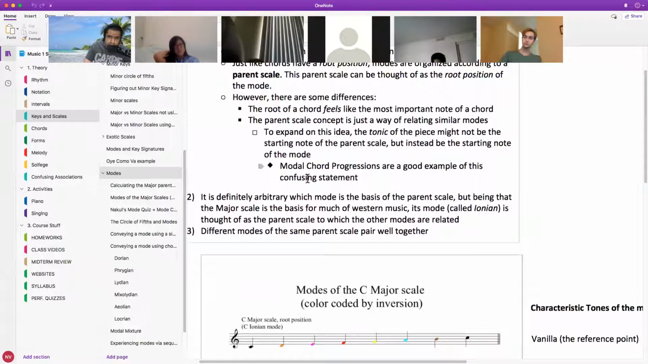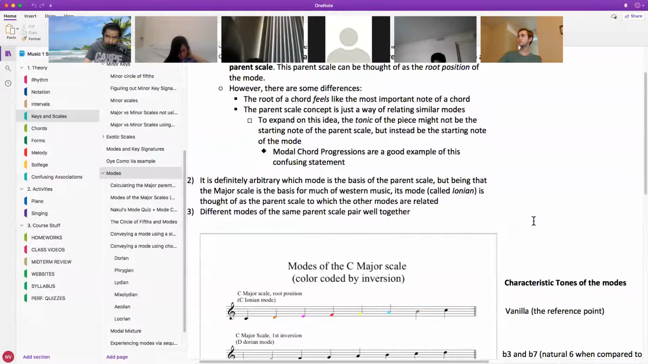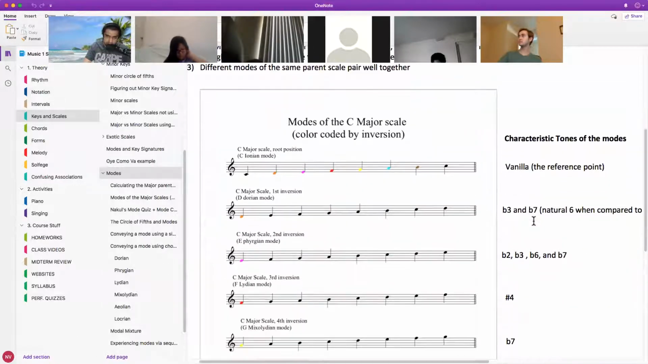Now, modal chord progressions are a good example of this. They're chord progressions that characterize the mode in some way. Okay. So let's just talk about what it means to characterize the mode. There are certain characteristic tones in each mode that make them sound like that mode.